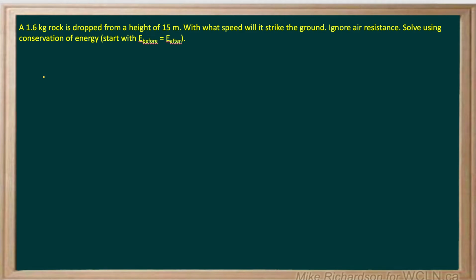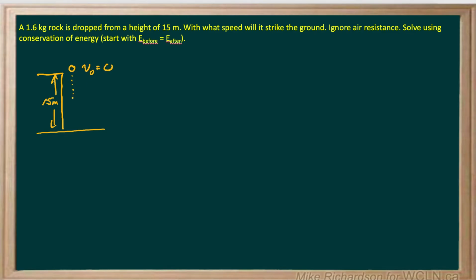A 1.6 kilogram rock, and it's going to be dropped from a height of 15 meters. So imagine it's perched on a ledge or something, or a cliff that's 15 meters above the ground. So the rock might start from here, from rest. V initial is 0.